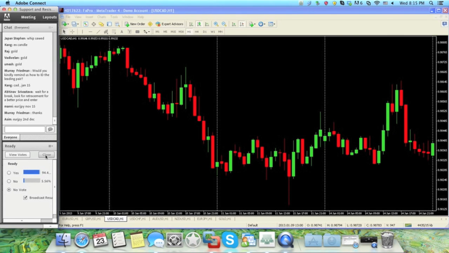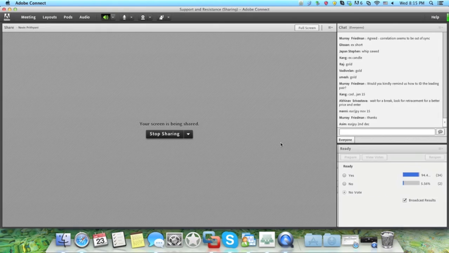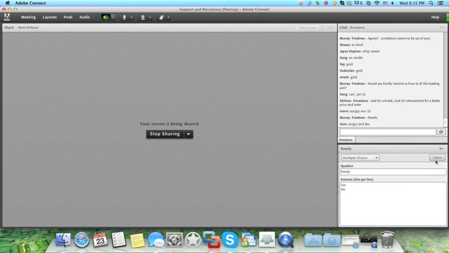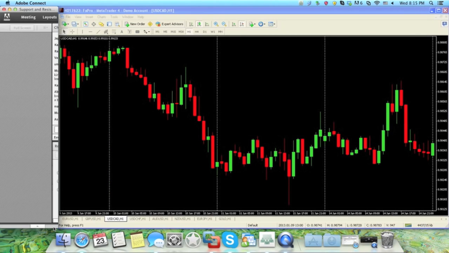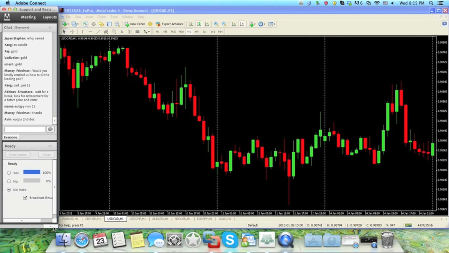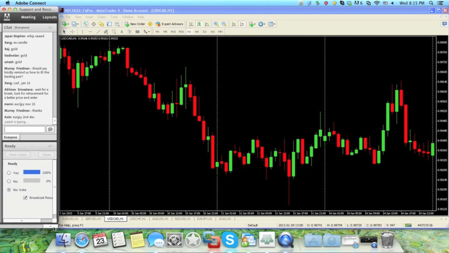Draw your lines on your screen, and once you're ready, let me reopen this. Hold on. How do I clear this? One second. Prepare, open. Okay, once you're ready, click yes, and then we'll take it from there. Draw the lines on your screen for US dollar CAD for 14th January. Draw your lines there. We're going to predict the 15th of January.